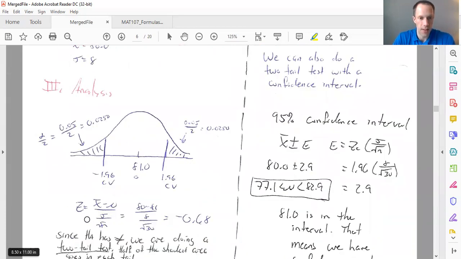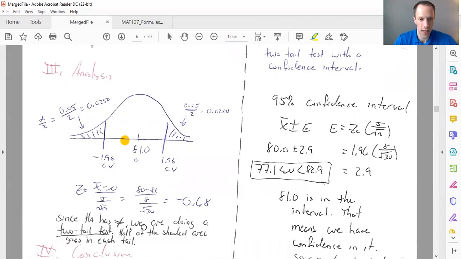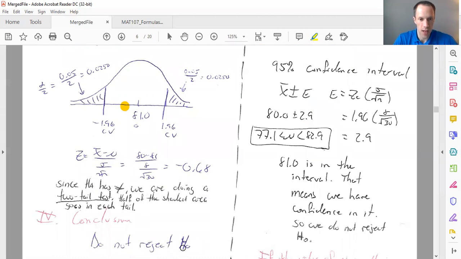Now we convert the sample mean into a z-score. So take the sample average 80 minus what you assume to be the population mean, which is 81, divided by the standard deviation 8 over the square root of 30. That gives you negative 0.68, which again is not in the shaded regions. It's close enough to the center of the distribution, close enough to the 81. So we would say do not reject the null hypothesis here.